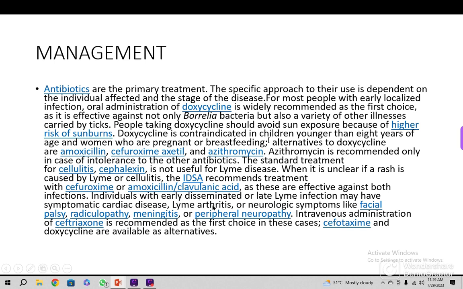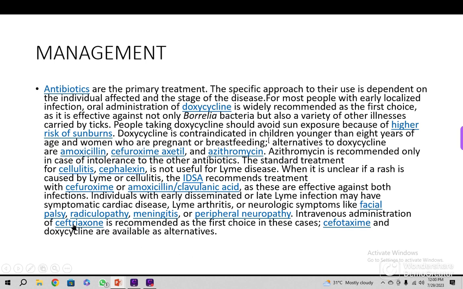Individuals with early disseminated or late Lyme disease may have symptomatic cardiac disease, Lyme arthritis, or neurological symptoms like facial palsy, radiculopathy, meningitis, or peripheral neuropathy. We give intravenous ciprofloxacin. Now, ciprofloxacin is very, very commonly used in Pakistan. It is the first choice if the nerves are involved, or the central nervous system is involved. Ciprofloxacin and doxycycline are available as alternatives.